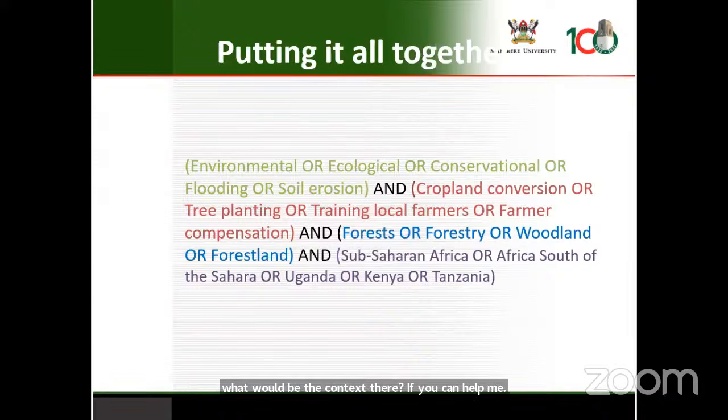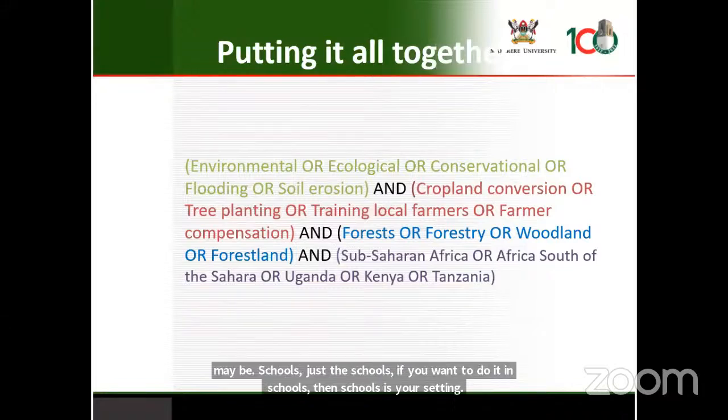The context can be Kenya, so the context can also be setting. But the setting may not have to be a country. It may be schools. Just the word schools. If you want to do it in schools, then schools is your setting, is your context.